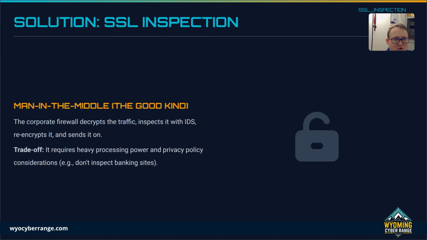So the solution normally is what we call SSL inspection. This is a man in the middle, the good kind of man in the middle, where the corporate firewall decrypts the traffic, inspects it with the IDS, re-encrypts it, and sends it on. Now this is very, very heavy for processing, and we have to have very good privacy policies here so we don't inspect certain things like banking websites, something that's illegal.